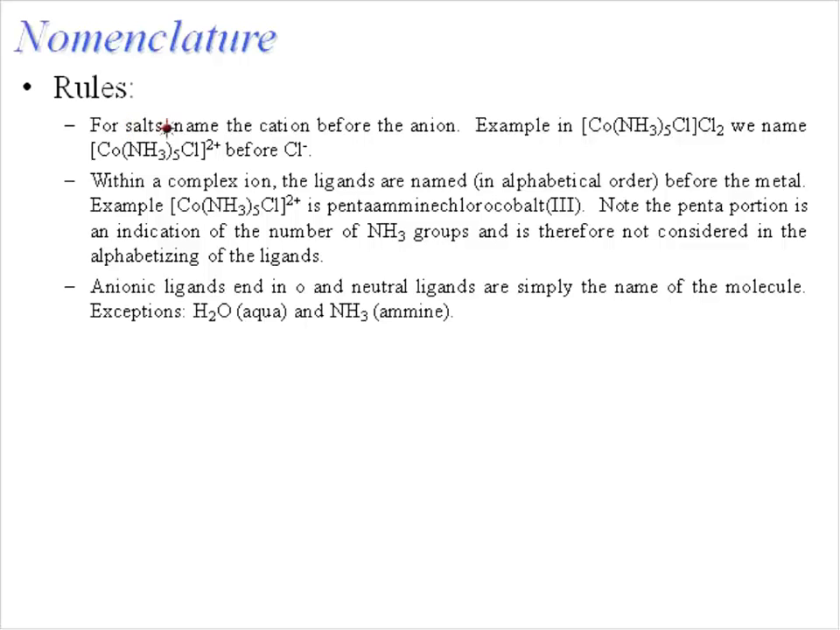For salts, this thing is salt. This is a complex having +2 charge, and then you have got Cl -1 and -1. Name the cation before anion. Cation is a complex. Now, cation comes before anion, but you have to tell which cation it is.